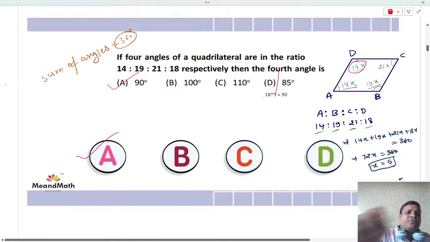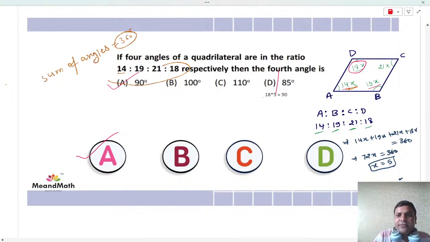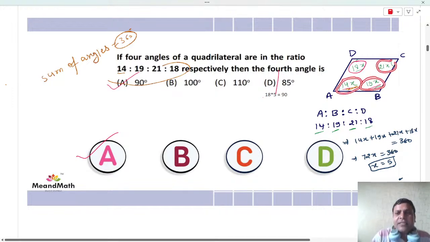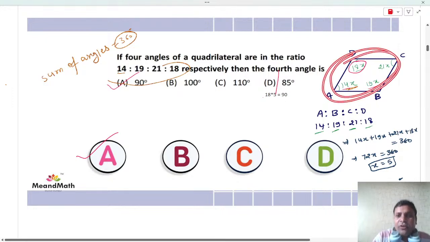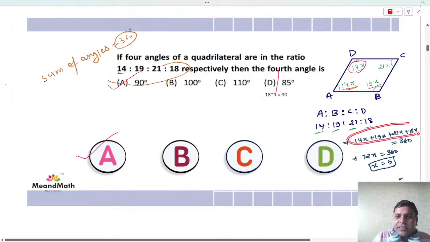So the sum of all angles should be 360 degrees. The ratio is given as 14, 19, 21, and 18. So the first angle is 14x, the second angle is 19x, the third angle is 21x, and the fourth angle is 18x. The sum of all four angles should be 360 degrees. So 72x is equal to 360.